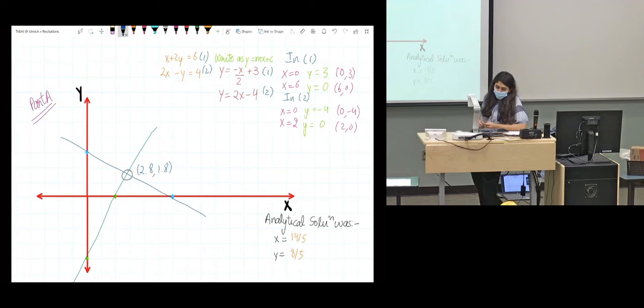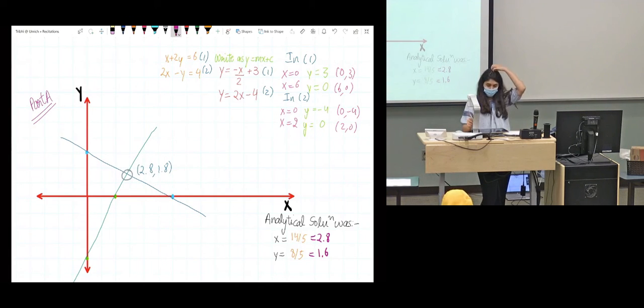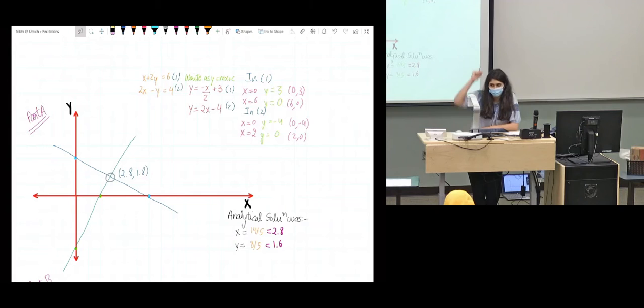And what is 14 by 5? In decimals. What is 14 by 5? Yes, it's 2.8. And 8 by 5 is 1.6. So we're like 0.2 off because my drawing's bad. But the idea is to be able to see that you can find a unique solution from the system of equations. You can either plot it or you can analytically find the solution and they should match up. Did we prove it? Yes, we did.